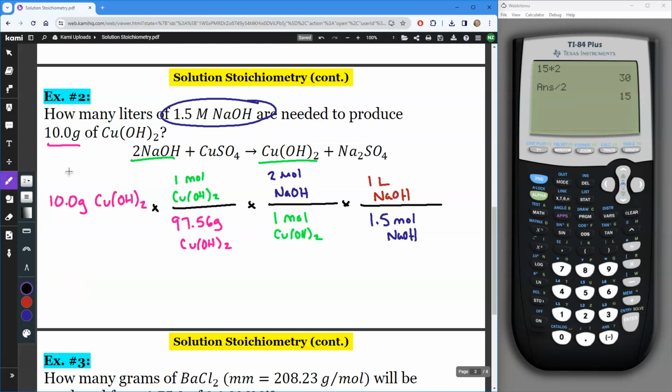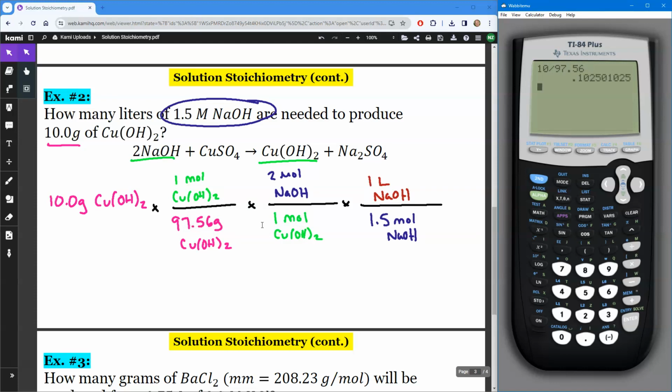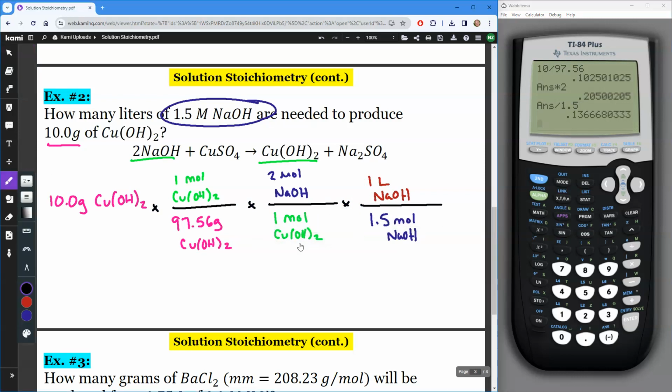So let's put this in our calculator. We start with the given, which is 10. This is in the denominator, so I'm going to divide. This is in the numerator, so I will multiply. And then 1.5 is in the denominator, so I'm going to divide. And there we go. It looks like we have 2 sig figs, that's the least number. So I'm going to round this to 0.14 liters of NaOH.